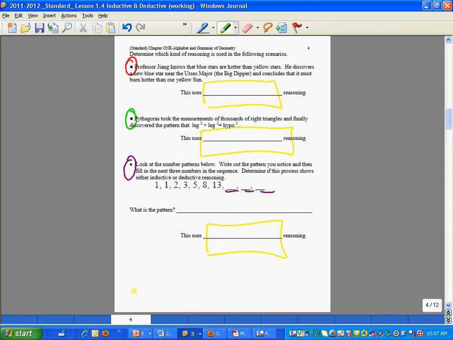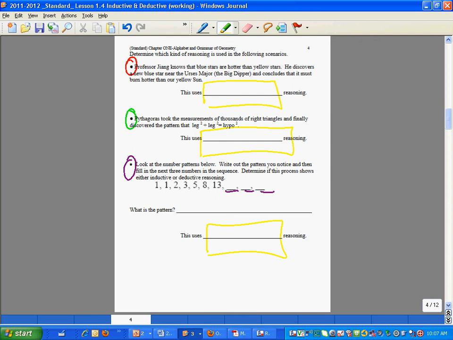Nice defense. He took an aha and applied it. Now, I did try to mess you up because I used the word discover here. I did that on purpose to really make you think, because I used discover truth for inductive. But you ask yourself, did he start with a truth? Yes or no? Did you see the word knows? Watch the word know. He starts with a truth in his brain. Blue stars are hotter than yellow stars. He sees a star and concludes what it is.